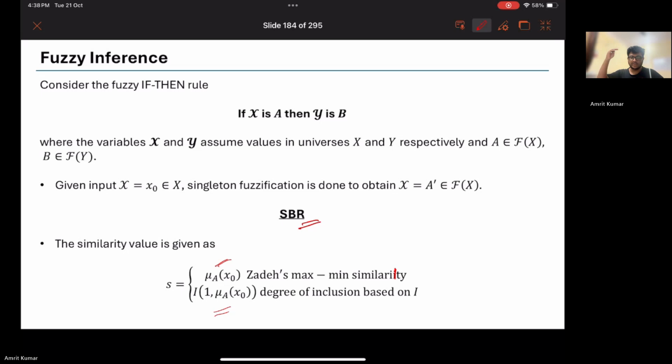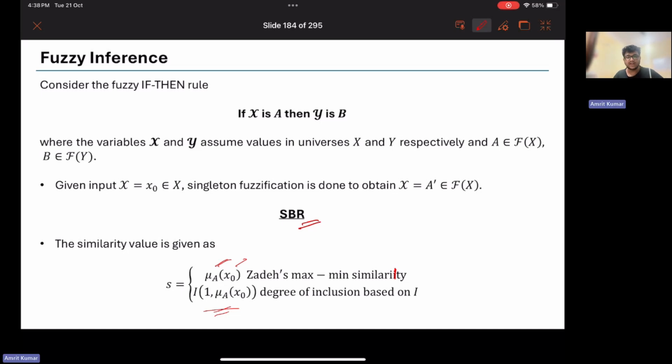So in supremum, when we compute the similarity value, we have to perform a supremum operation when we are using Jaccard's maximum similarity. That process is completely eliminated. And similarly, when we are using degree of inclusion as the similarity value, there we have to perform an infimum operation. That process is also eliminated.